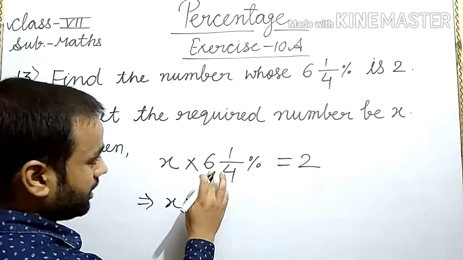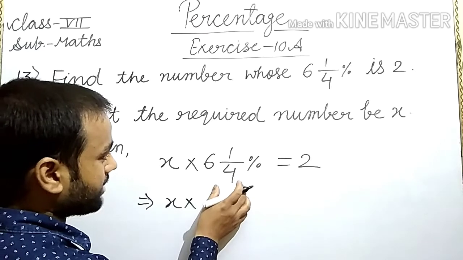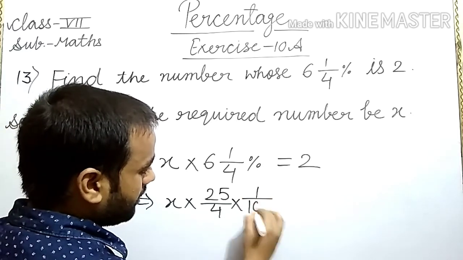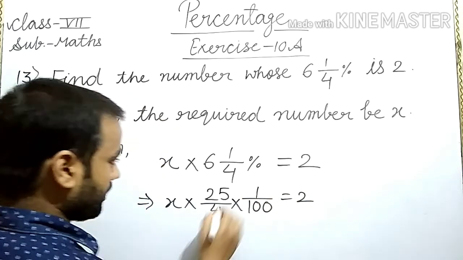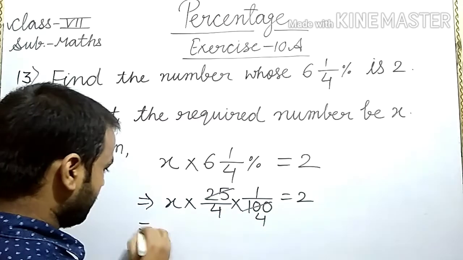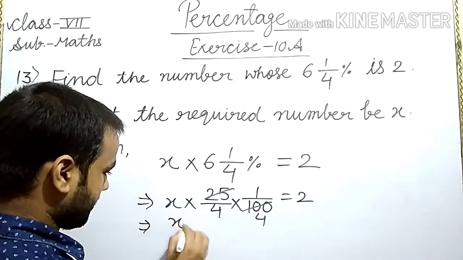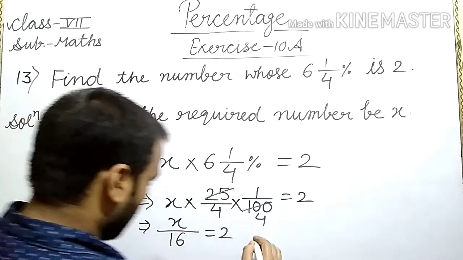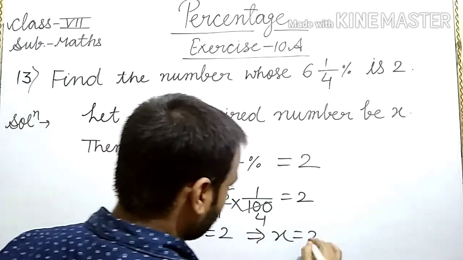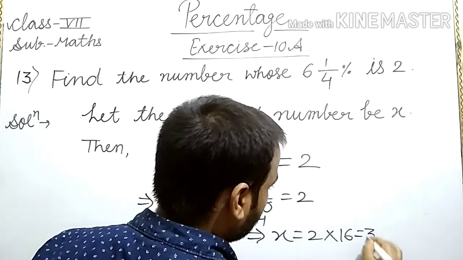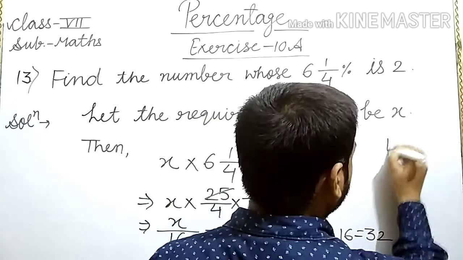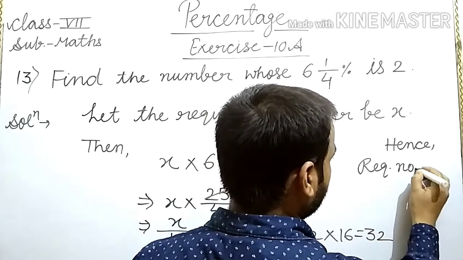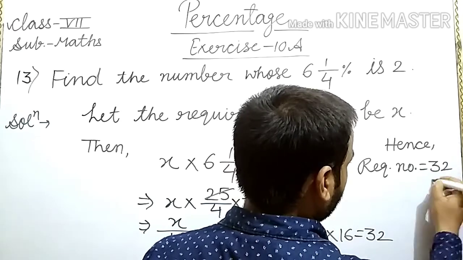x into 6 whole 1 by 4 converted into an improper fraction, we get 25 upon 4. Percentage, write 1 by 100, is equal to 2. 25 fours are 100. Here x into 1, x upon 4 into 4, 16 is equal to 2. By cross multiplication, x is equal to 2 into 16, which is 32. Hence the required number is equal to 32.